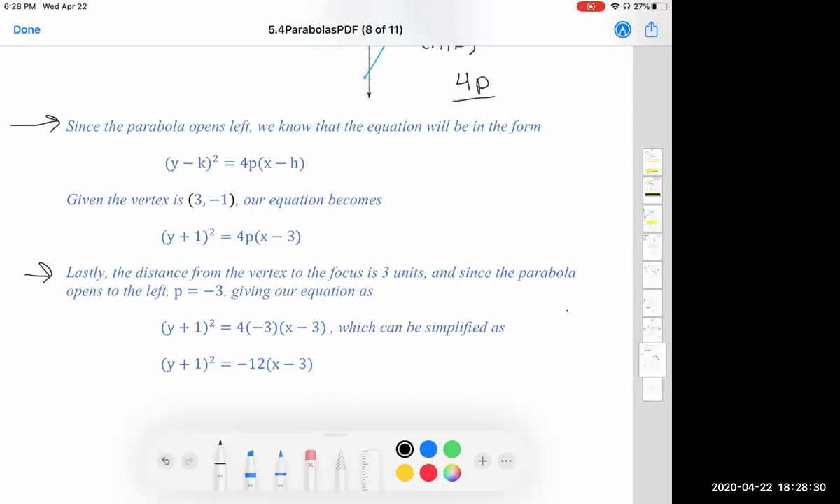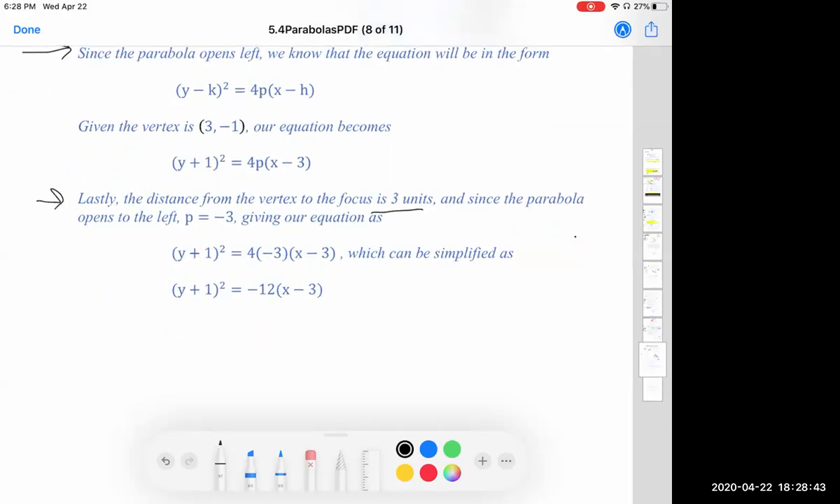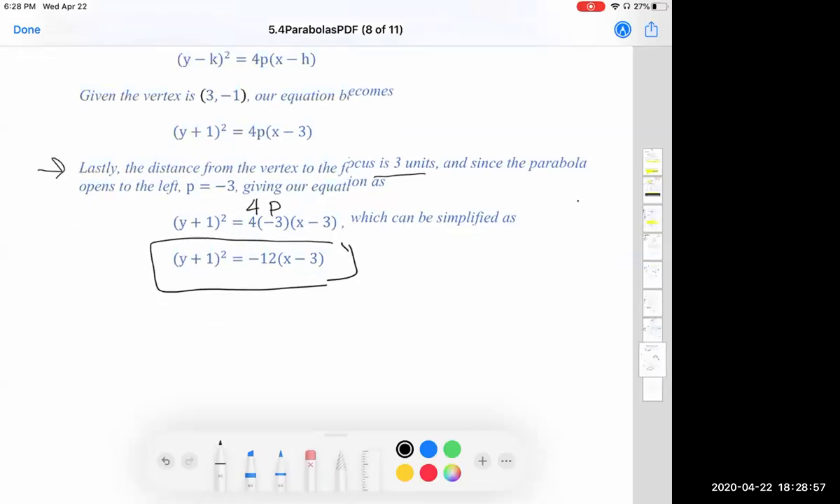So like it read, lastly the distance from the vertex to the focus is 3 units. And since the parabola opens to the left, p equals -3. Given our equation as y plus 1 squared, and that's that 4p, we plug that in, so we get this final formula. y plus 1 squared equals -12 times x minus 3.